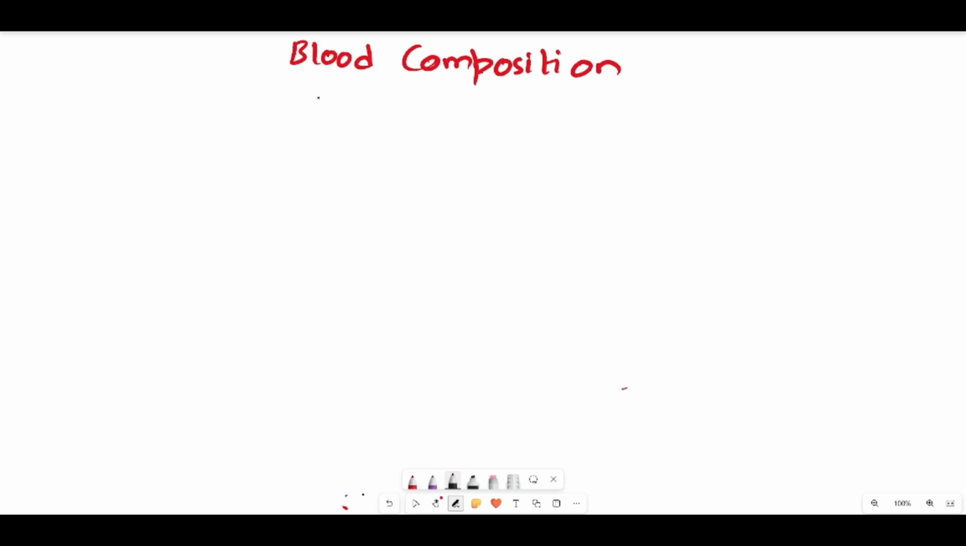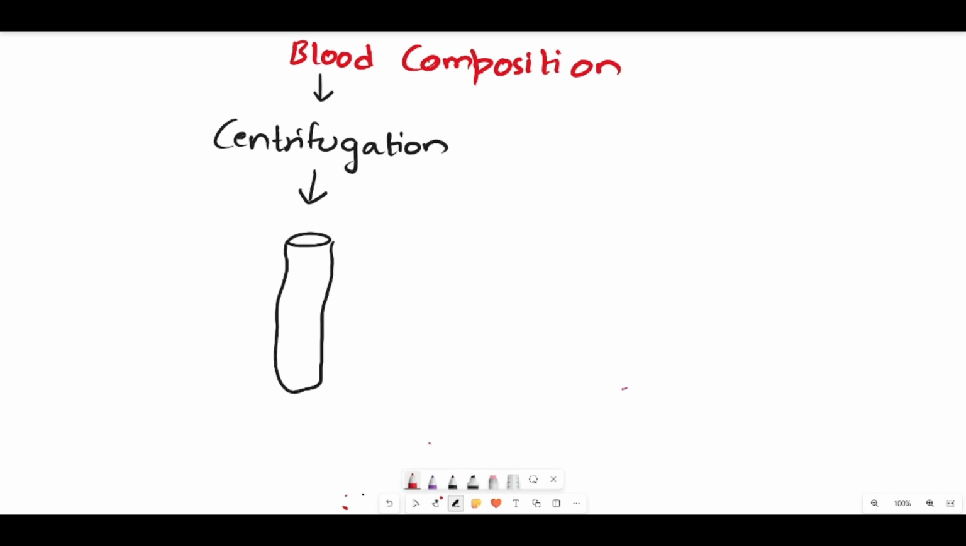So, initially, to know the blood composition, we will be taking some amount of blood, and this is kept for the process of centrifugation. Centrifugation is a process where the blood components will be separated. Once the blood gets centrifuged, this will be divided into different layers. One is the high density layer, and the other one is the low density layer. The high density layer will be below, and the low density layer will be above. This above one, which is floating, we will be calling as plasma.